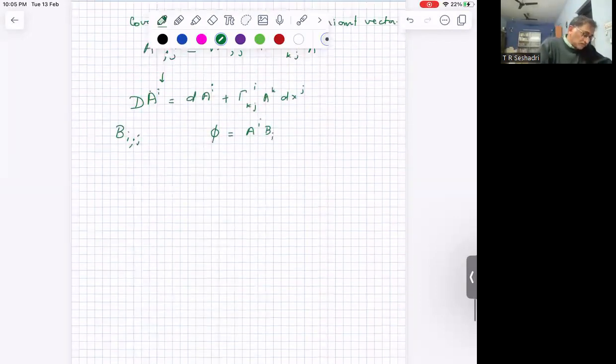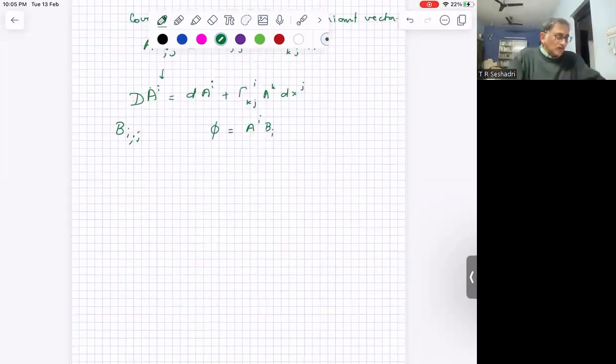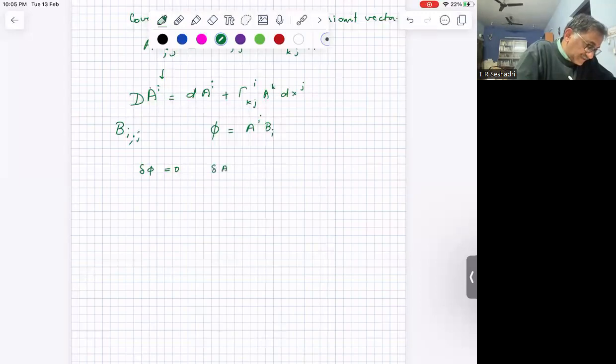Now let me see what is the coordinate change in phi. Delta of phi is equal to 0 because the scalar quantity does not depend on coordinate. So changing the coordinate vectors, the unit vectors does not change phi. So delta phi is 0. So I have delta of Ai Bi is 0, which I can write as delta Ai Bi is equal to minus Ai delta Bi.